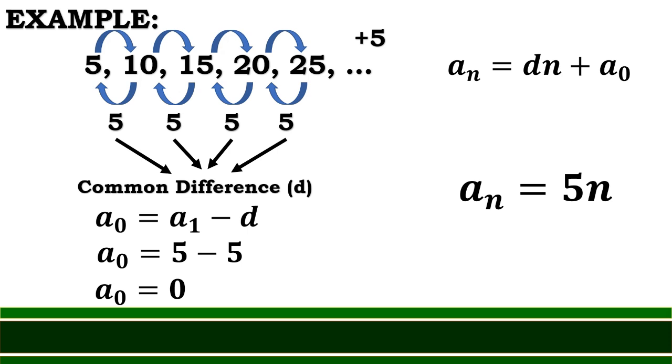So let us try to check. Balikan natin yung ginawa natin kanina sa previous video. Kung ang n natin ay 1, 5 times 1 will give you 5. If we are looking for the second term, n will be 2. 5 times 2 will give you 10. If we are looking for the fifth term, 5 times 5 will give you 25. So the general form here is A sub n is equal to 5n.